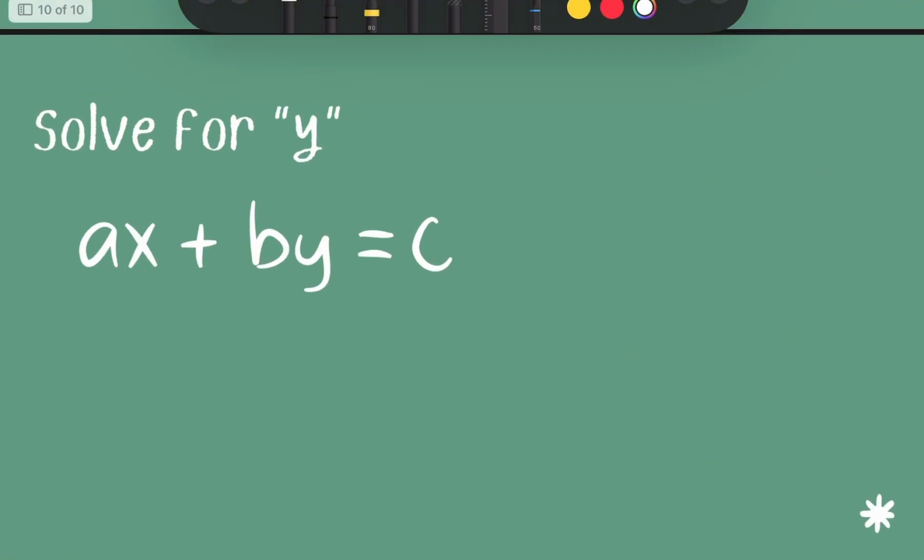Now try this last problem on your own, and when you're ready, unpause the video and let's work on it together. Here I have ax plus by is equal to c, and I simply want to solve for y.